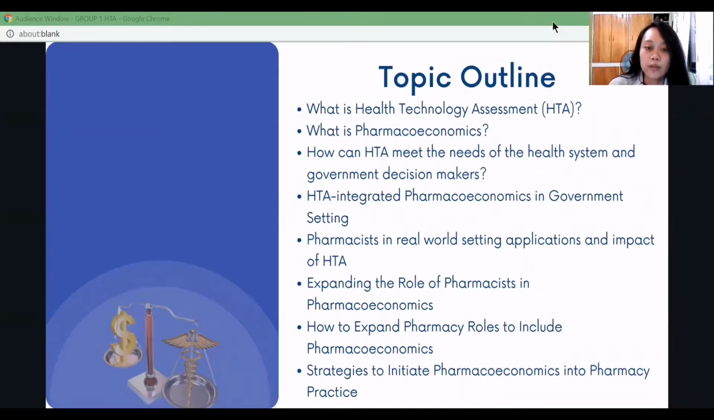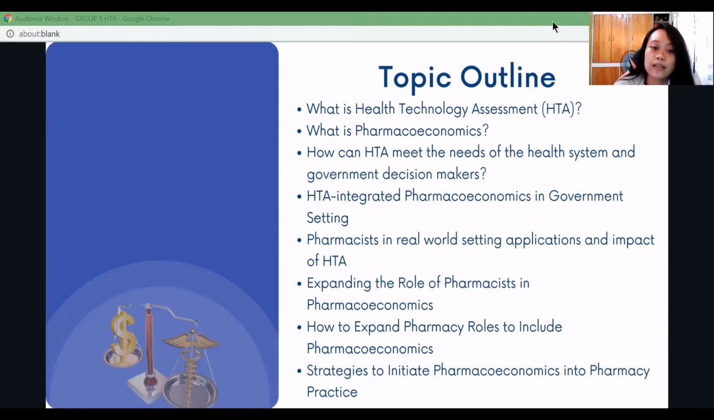For the topic outline, we will just have a quick overview regarding what is HTA and what is pharmacoeconomics, and we will start our report on how can HTA meet the needs of the health system and government decision makers. HTA integrated pharmacoeconomics in governance setting. So we will have an overview on the different strategies devised by the different countries on how to keep the cost of drugs low and how they apply pharmacoeconomics in their government setting.